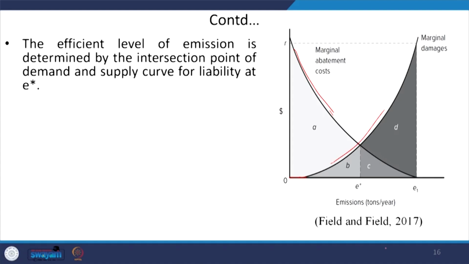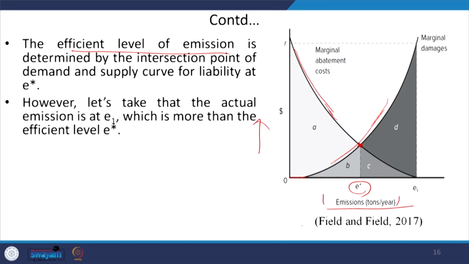Okay. So, our task is to find out the efficient level of liability, or efficient level of emissions. It is determined by the intersection point of the marginal abatement cost curve and the marginal damage cost curve, at this equilibrium point. Accordingly, E star is the efficient level of emissions. In the horizontal axis we are representing the amount of emissions, and in the vertical axis the prices for the same. This is what society needs, the societal level of emissions, which is desirable.